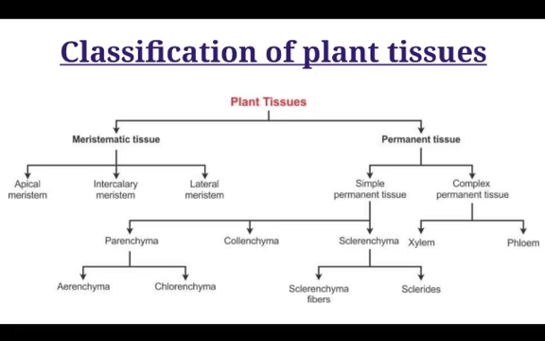Permanent tissue is further classified into two types: simple permanent tissue and complex permanent tissue. Simple permanent tissue is further classified into three types: parenchyma, collenchyma and sclerenchyma. Parenchyma contains two kinds of tissue, aerenchyma and chlorenchyma, and sclerenchyma contains two types of tissue, sclerenchyma fibers and sclerites. Complex permanent tissue is classified into xylem and phloem.